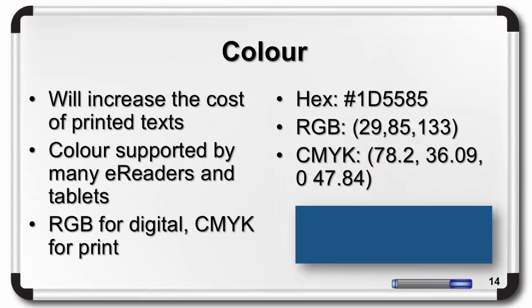Another element of designing texts is color. If your text will be printed, adding color can significantly add to the cost of printing, so sometimes only certain parts of the book are selected for color, like the book jacket, cover, or a specific section. Many e-readers and tablets support color, however, so adding color throughout your ebooks can be an easy, cost-free enhancement.